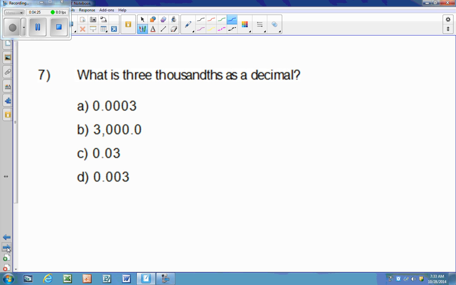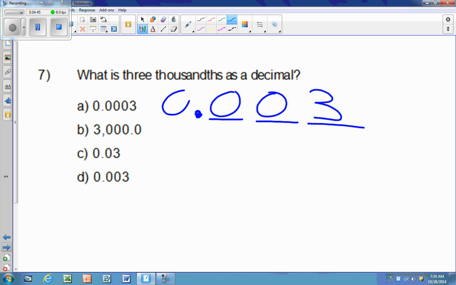Number 7, it says what is 3 thousandths as a decimal. So here's my decimal, tenths, hundredths, thousandths. I know I need a 3 in the thousandths, so I fill zeros in, and then I find my answer. If you notice, it's very important that you try to come up with the answer yourself and then find the matching multiple choice answer. Most of my answers have a 0 here, so that might help me to fill it in and find my answer, and my answer was choice D.